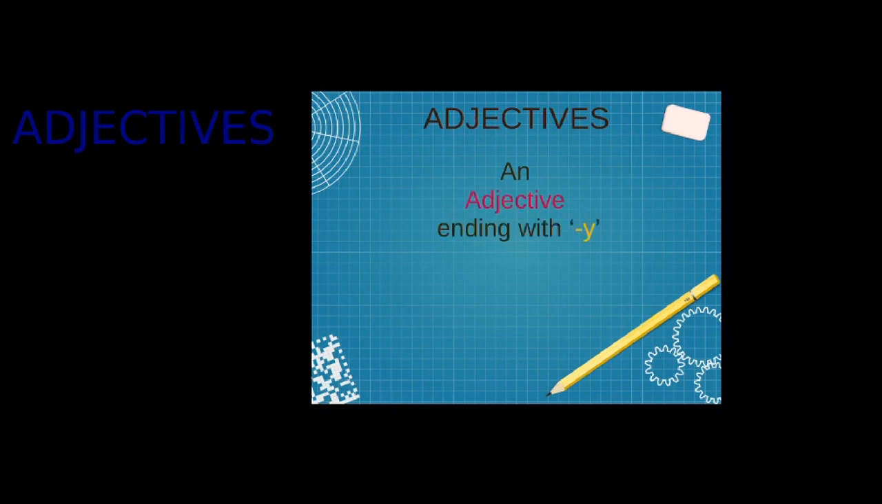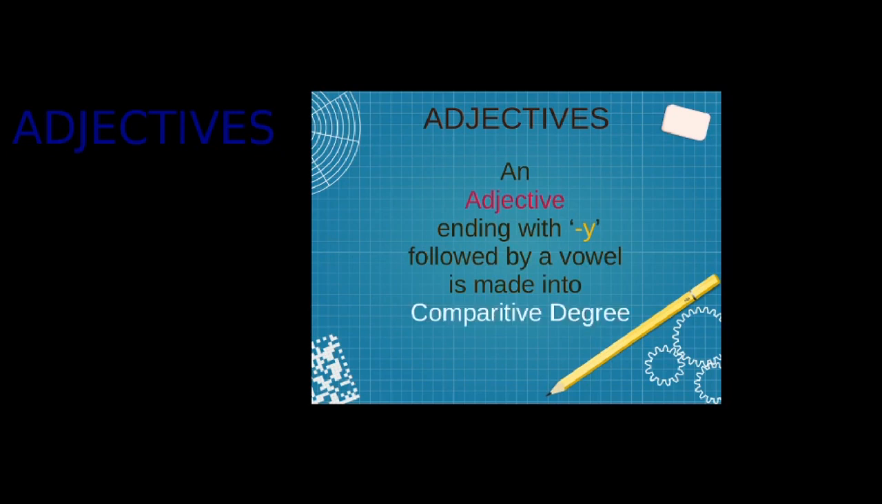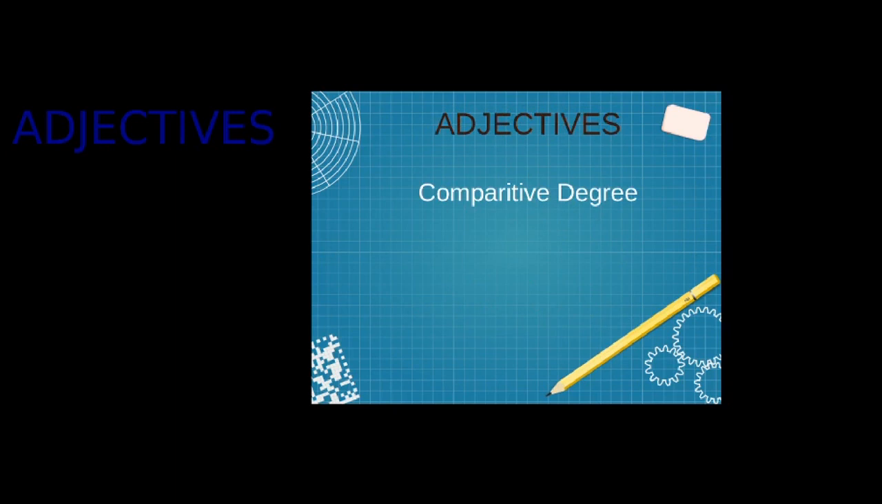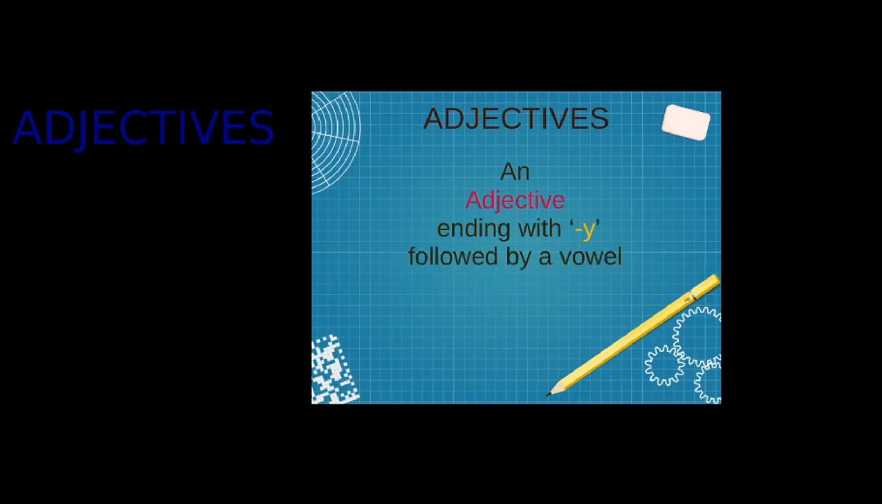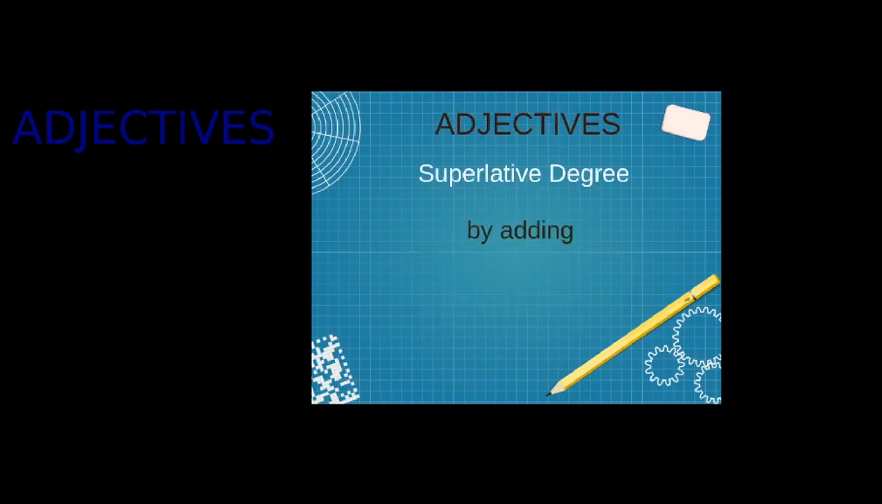An adjective ending with y followed by a vowel is made into its comparative degree. How? By adding er, the common rule, right, to the positive. So an adjective ending with y followed by a vowel is made into superlative degree by adding est to the positive.